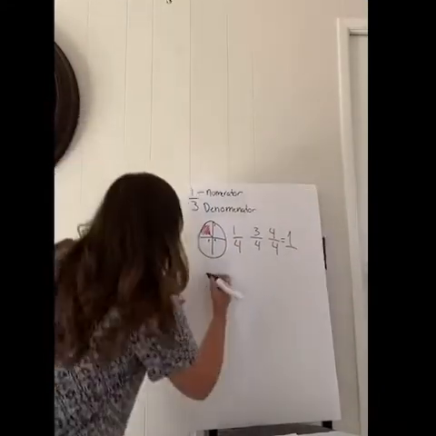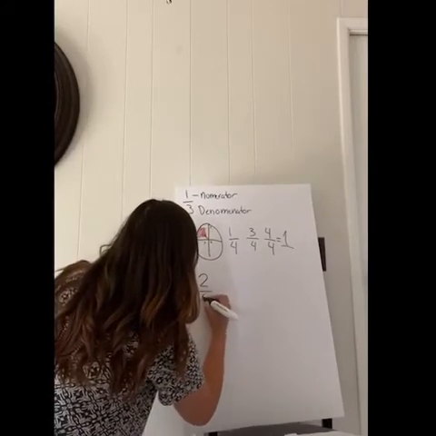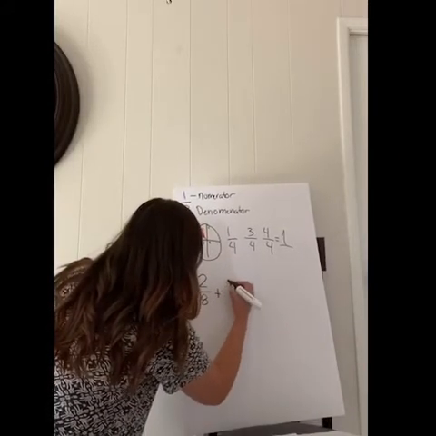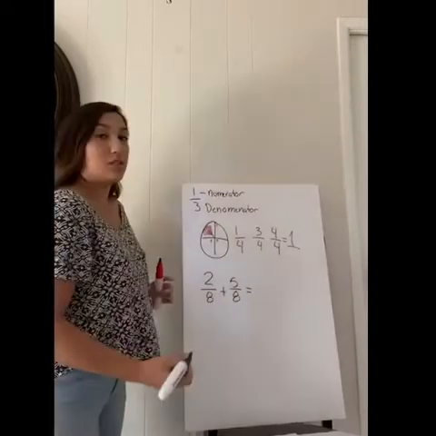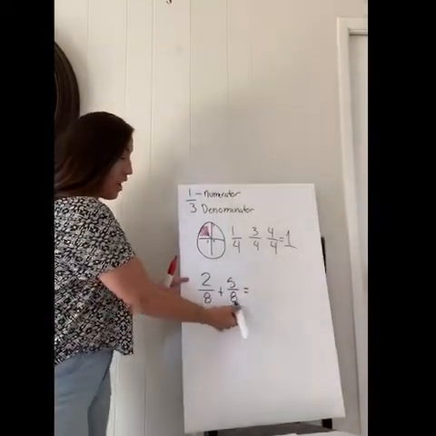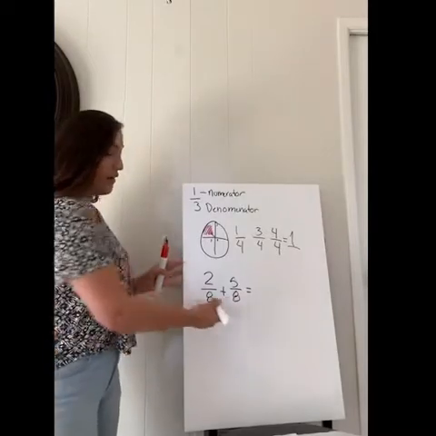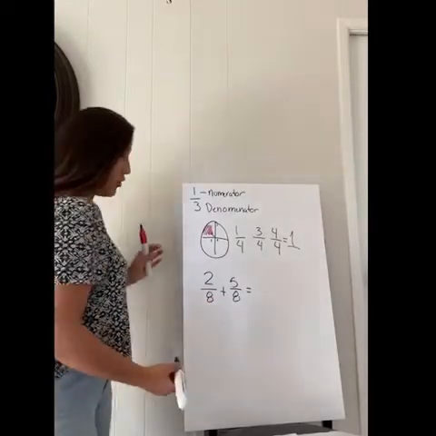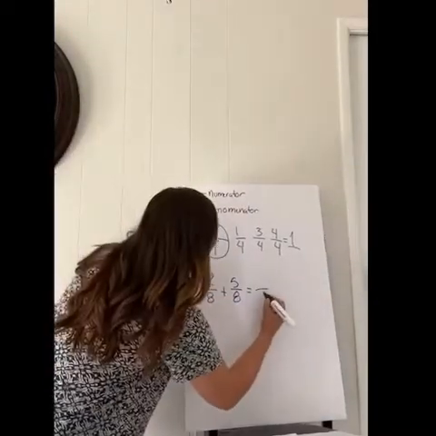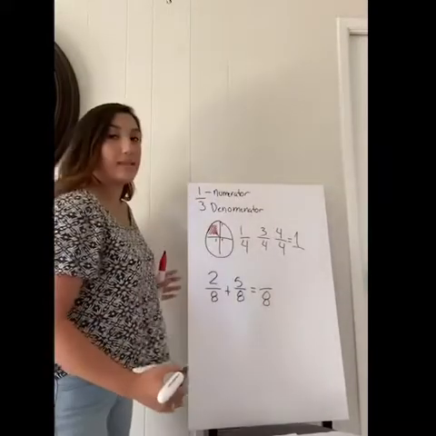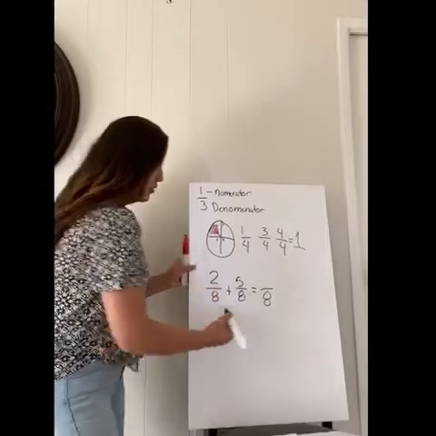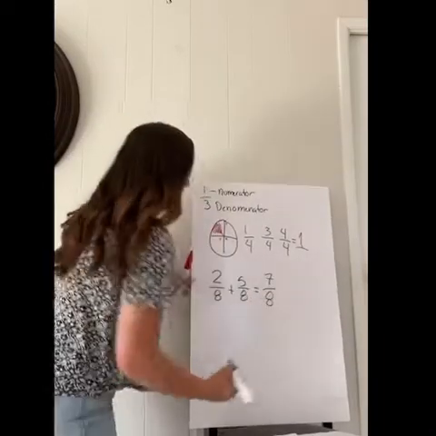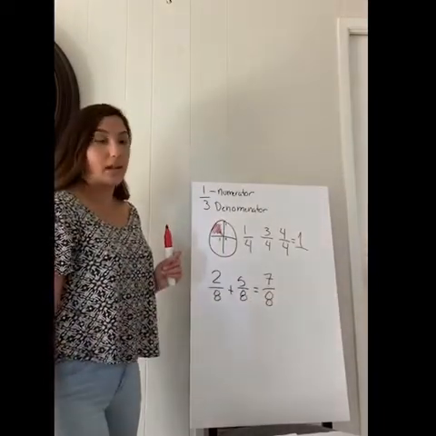So let's say you have 2/8 plus 5/8. So you would just add across. For the denominator, however, because we have the same number, you are going to just move it over. So it stays an 8. For these, we can just add. So 5 plus 2 is 7. 7/8 would be your answer.